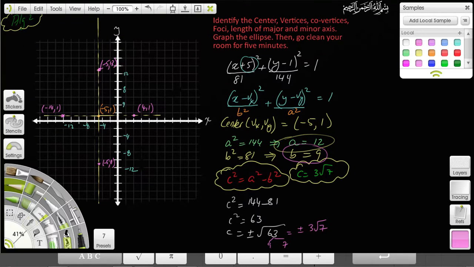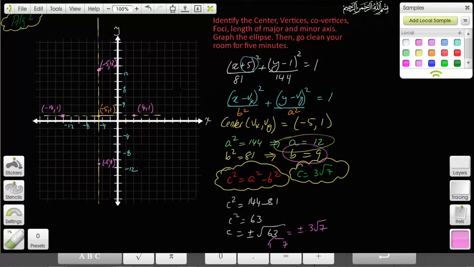Now we can try to draw this. So let's try to now draw our ellipse. Okay, it's going to be like this. Artistic version. Van Gogh version. And here it is. That's our ellipse.